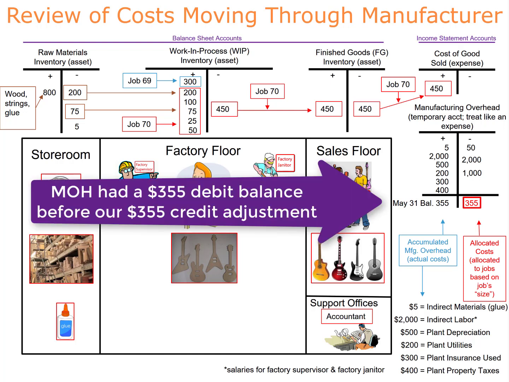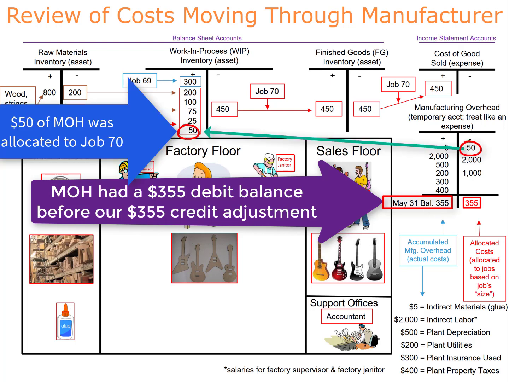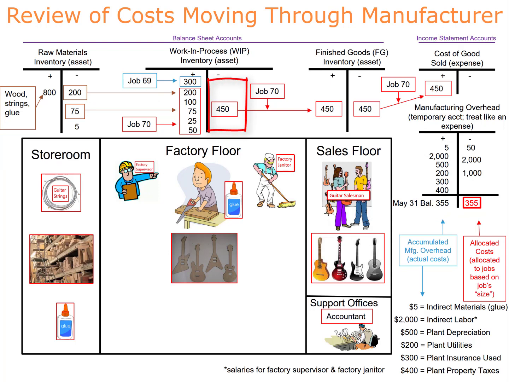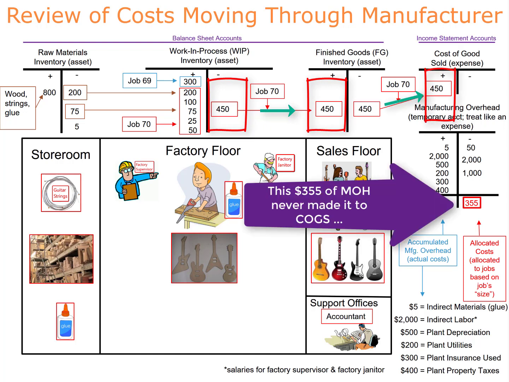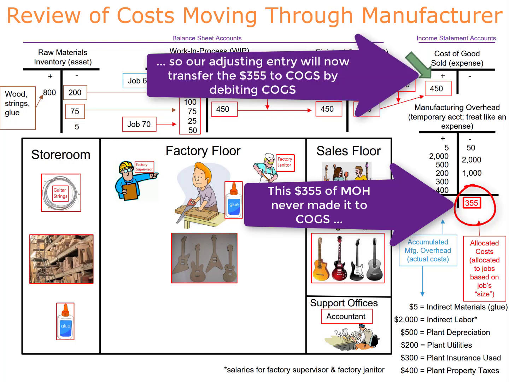Since we had a debit balance in manufacturing overhead, this means these costs never made it to a job cost record, like the $50 of manufacturing overhead allocated to job 70 in work-in-process inventory. And those work-in-process inventory costs eventually move to finished goods and then to cost of goods sold. So in this case, $355 of manufacturing overhead never made it to cost of goods sold. This means we underallocated or undercosted $355 of overhead. So the solution to our adjustment is to debit cost of goods sold, as I'll show you in the next slide.